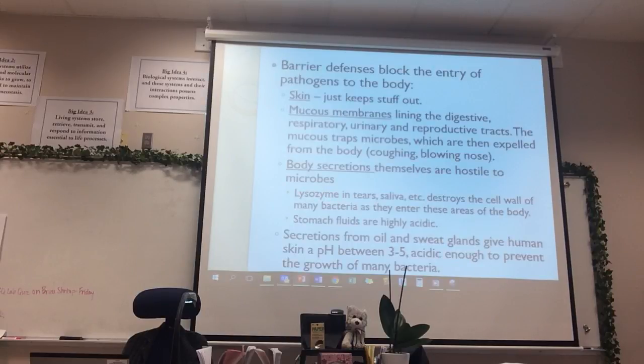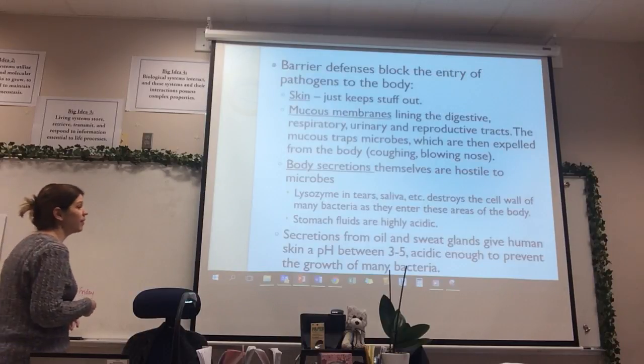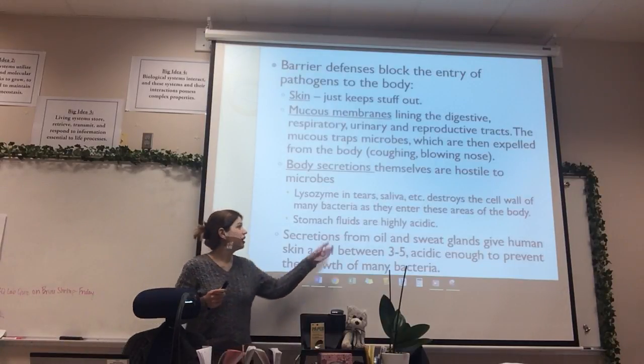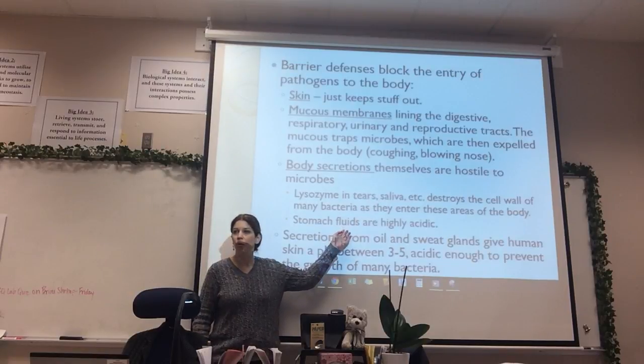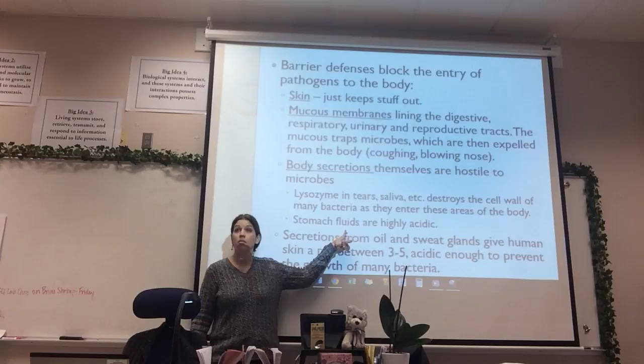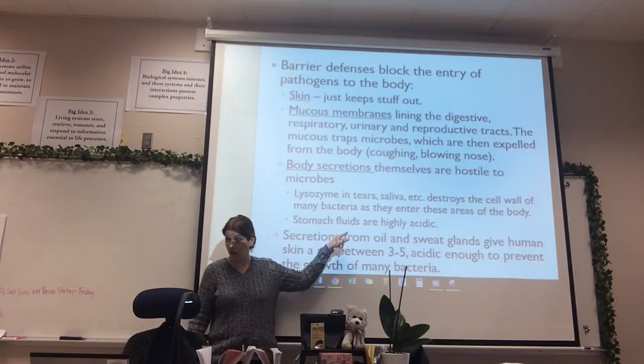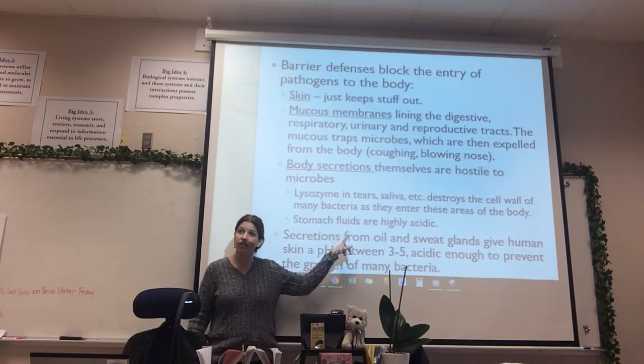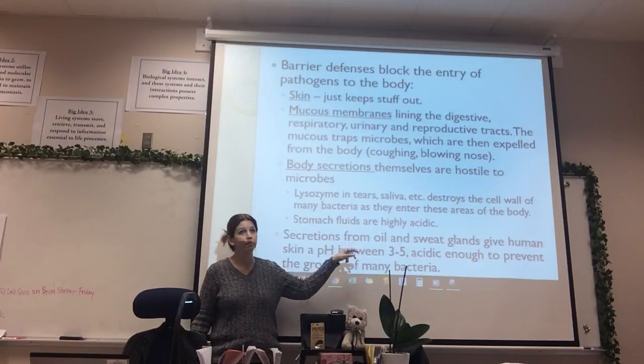Lysozymes in tears and saliva destroy the cell walls of a lot of different bacteria before they can get in. Stomach fluids are highly acidic. Things you eat are the number one way for pathogens to get into your body. I think we've all probably eaten something bad at some point in our lives. You know how quickly that can come on and just destroy you. Eating is the number one way that these pathogens can make their way into your body.